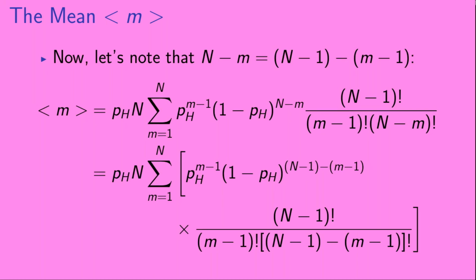Okay, so now let's note that n minus m is equal to n minus 1 minus m minus 1. And what we're going to do now is take our previous expression and just replace the n minus m in the exponent on the 1 minus ph with n minus 1 minus m minus 1. And we're going to take the n minus m factorial in the denominator and replace that with n minus 1 minus m minus 1 factorial.